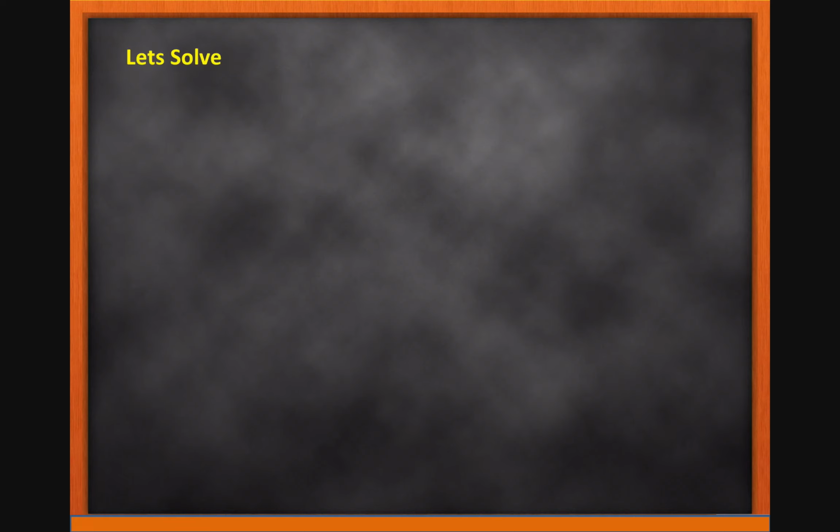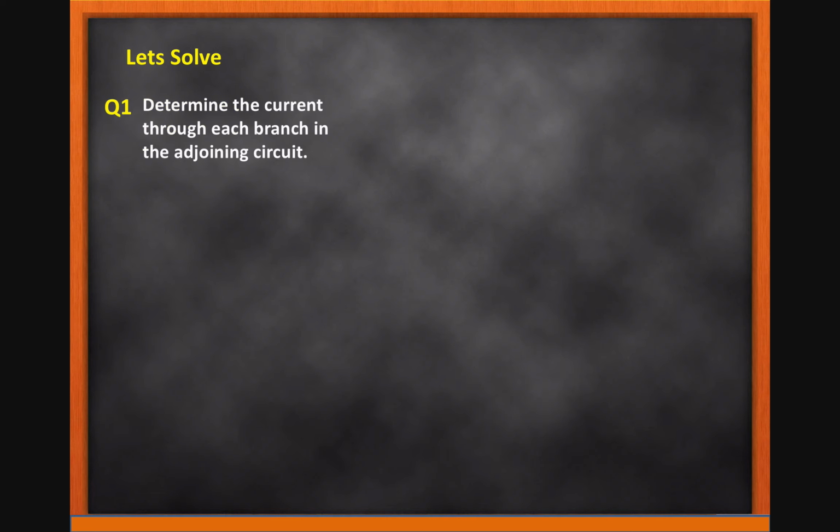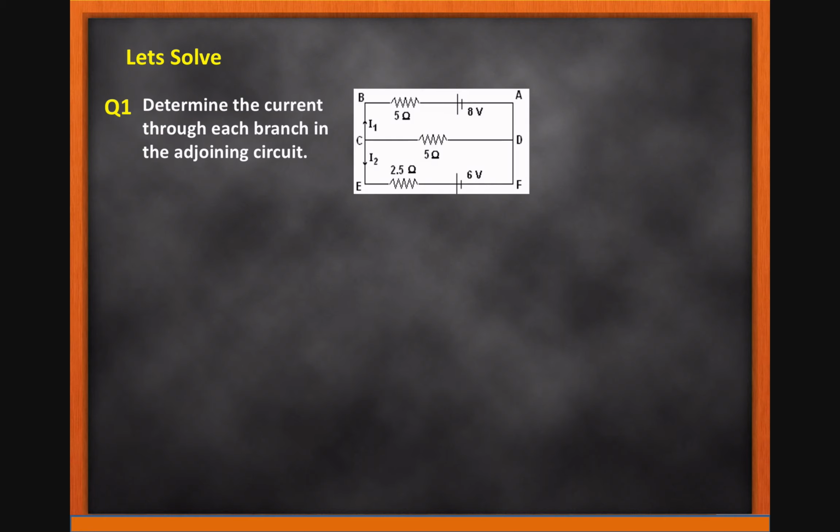Let's solve some numericals based on Kirchhoff's law. So question 1: Determine the current through each branch in the adjoining circuit. In this circuit we have a 5 ohm resistor with an 8 volt battery, 5 ohm here, 2.5 here and a 6 volt battery here. So how many unknowns do we have? We have two unknowns here, current I1 and I2. So we need to calculate I1 and I2, and to calculate them we require two equations.